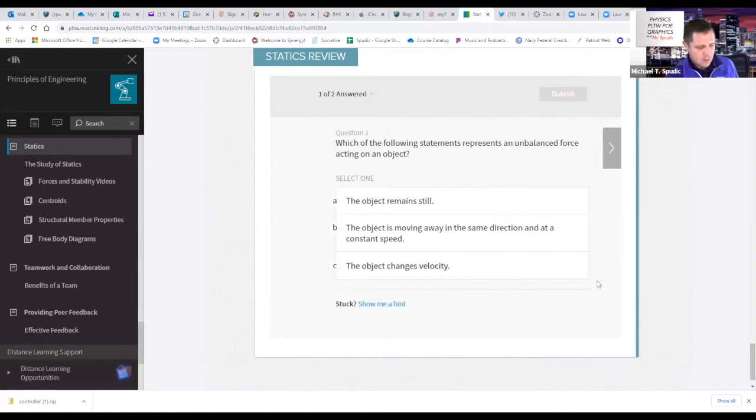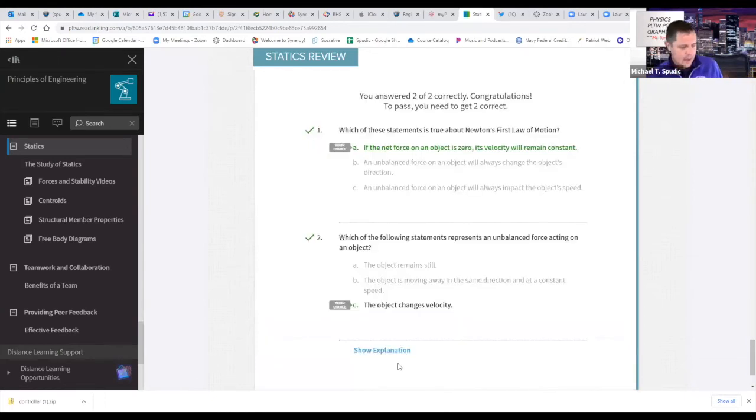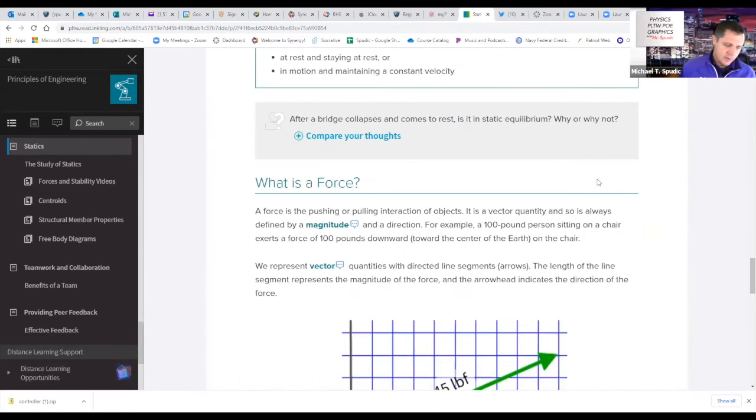Am I smart? Oh, I can't hit submit yet. All right, next one. Which of the following statements represents an unbalanced force acting on an object? Well, forces cause things to accelerate, not move, they cause them to accelerate. So if two objects are pushing back and forth and one force is greater than the other force, you get acceleration. So it is going to be changing velocity. And look at that, I am smart. My mom told me I'm smart, and now I know it's true.